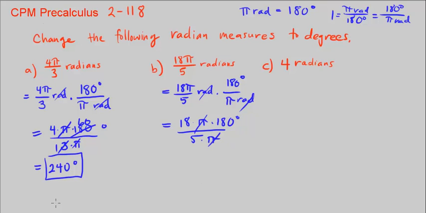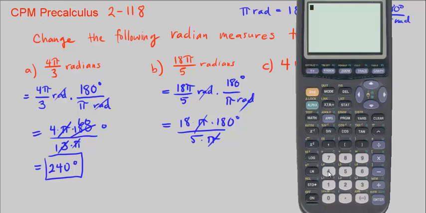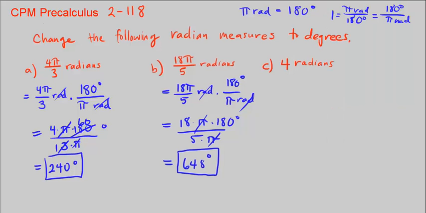180, we can divide by pi. So I'm going to take out the calculator and just show you 18 times 180 in the numerator divided by 5. And that's 648. And remember, this is degrees. Put degrees and box our answer. And let's go on to part C.